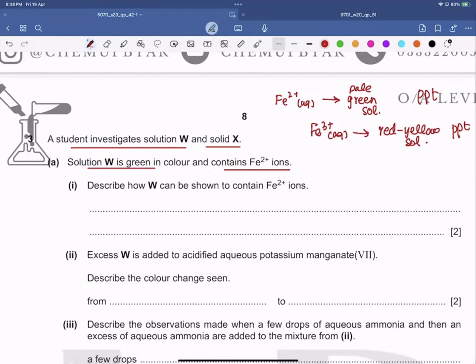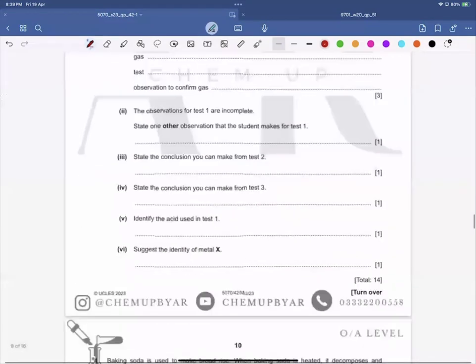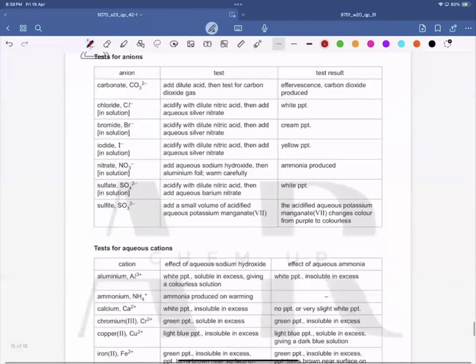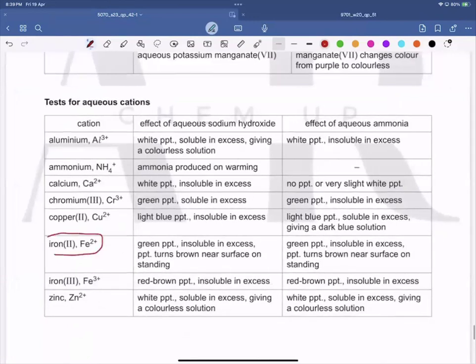Now, what they are saying: describe how W can be shown to contain Fe2 positive ion. Yes, very good, Amal. Your answer is right. See, at the end, these cations and anions and their tests are provided to you, right? So they have mentioned that you have to identify this one. For this one, we have a test with aqueous sodium hydroxide and we have a test with aqueous ammonia. So we can use any one.